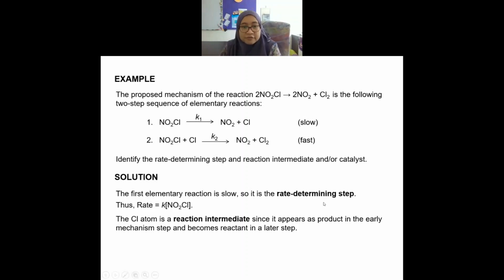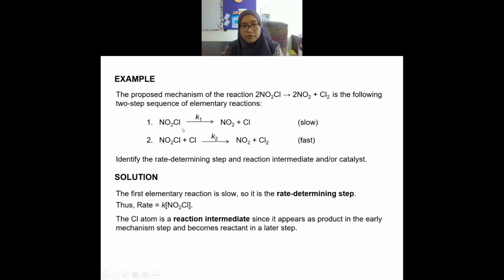So it is the rate determining step. So the first one will be the rate determining step. So the first one. Identify the rate determining step and then the reaction intermediate. They didn't ask for the rate law. Identify the rate determining step. So the rate determining step is step number one.